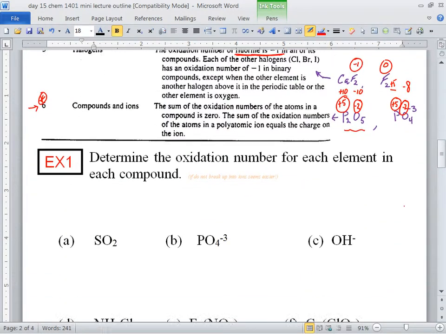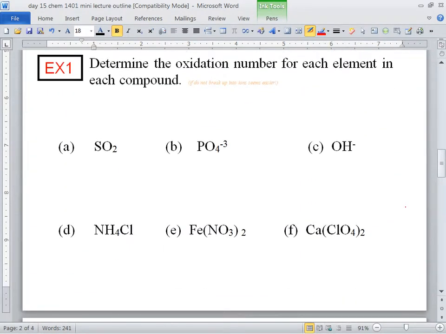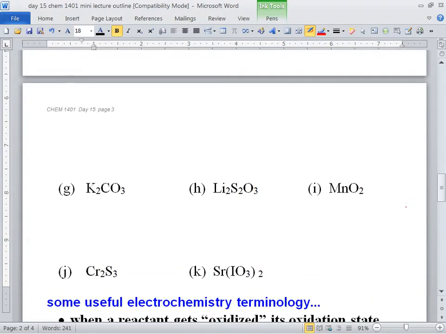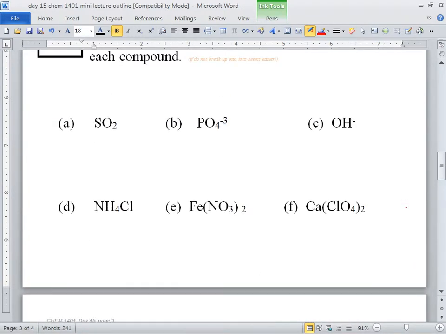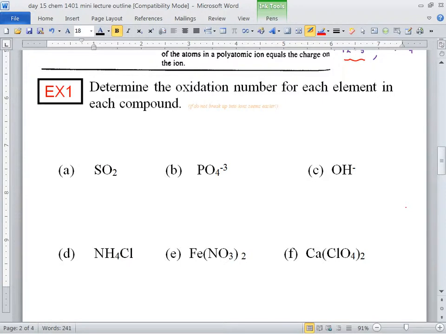We're going to do something a little bit different today. We're going to go to the boards, and then I'm going to kick you off the boards, and then we're going to come back and do some stuff. So let's go to the boards and work these out, and then we'll come back. We just want to determine the oxidation number for each element in each of those compounds.